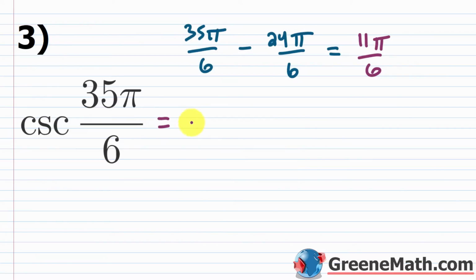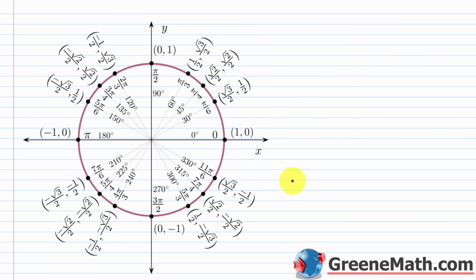So we'll say this is equal to the cosecant of 11 pi over 6, which is equal to, we know that the cosecant is the reciprocal of the sine. So coming down here, we want to find 11 pi over 6, and that's going to be right here. And again, you think about this point here. So for the sine value, it's the y-coordinate of that point. So we would say the sine of 11 pi over 6 is equal to negative 1/2.